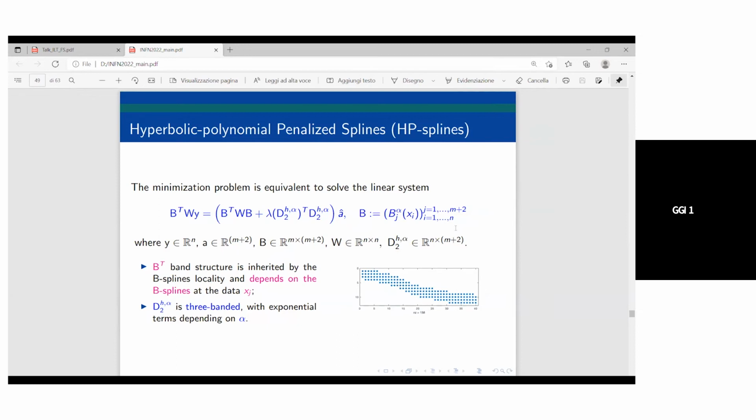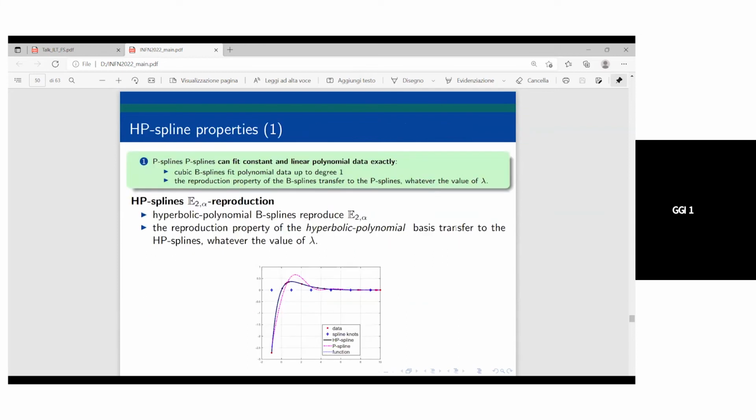Here I wrote the system to let you see that the matrix that is defining the linear system is depending on B and D, and is therefore a matrix with a localized structure, which is good from a numerical point of view. And the condition number is not too bad. And then what we get is that our model is capable of reproducing not just lines, or polynomials of degree 0 and 1, but exponential functions.